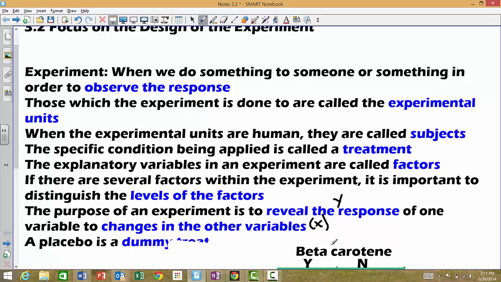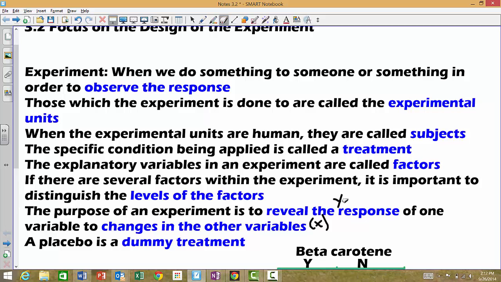The people that aren't taking the actual weight loss pill, maybe we give them a placebo, which is also known as a dummy treatment. Because what we're trying to do is reveal the response. So we want to know if there is a response or not. We can't tell if there's a response if everybody in the experiment is receiving the same treatment.